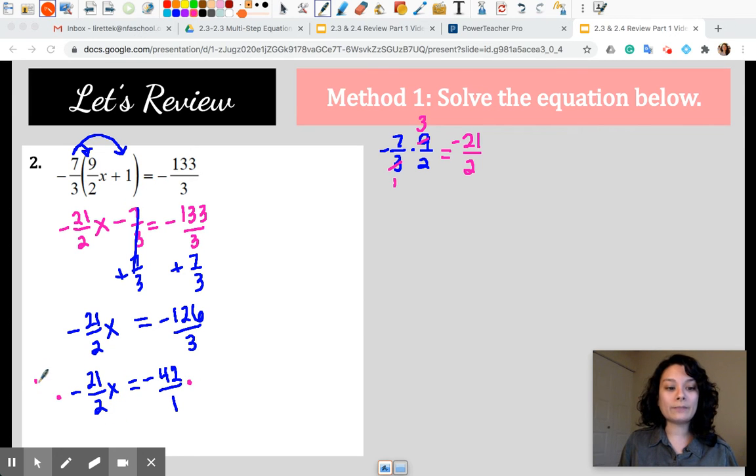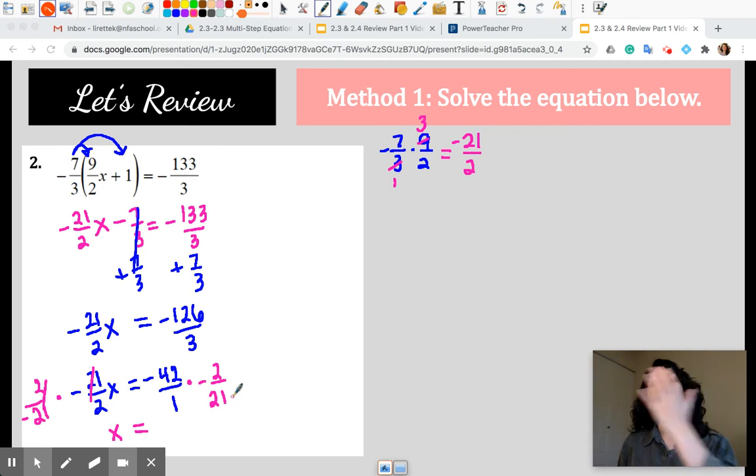So we're going to skip that step and just multiply by the reciprocal right off the bat. So I'm going to multiply both sides by -2/21. These will cancel on the left. And then again, I'm looking for things to cross-reduce and cross-cancel because in my opinion, it's easier to reduce first versus later when you've got bigger numbers.